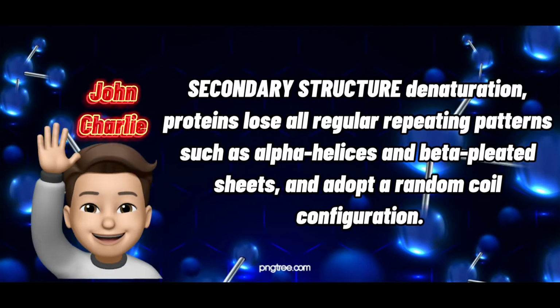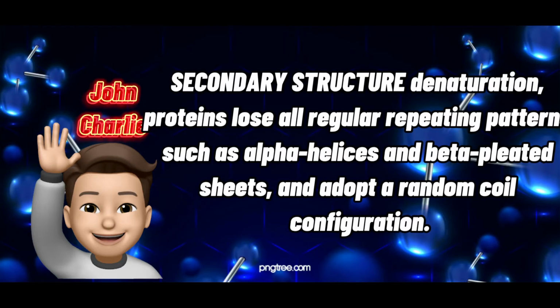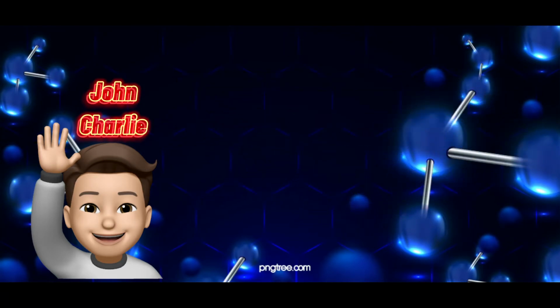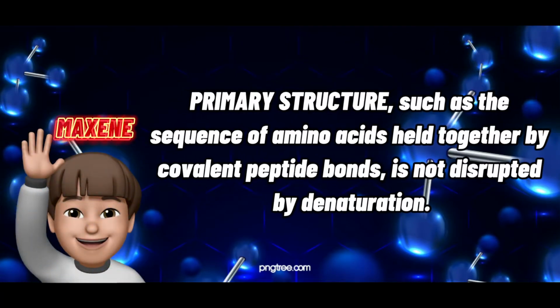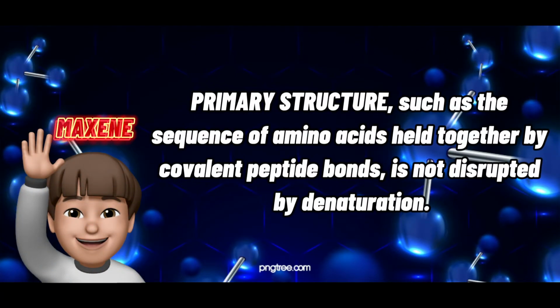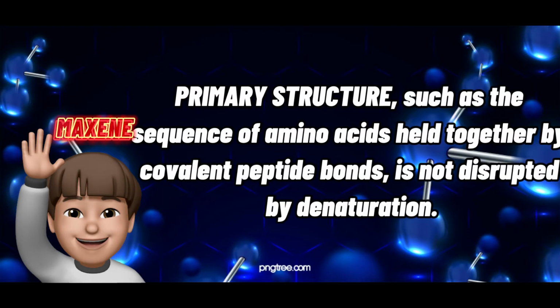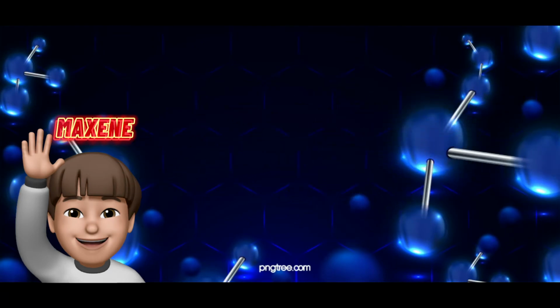Secondary structure denaturation: proteins lose all regular repeating patterns such as alpha helices and beta pleated sheets and adopt a random coil configuration. Primary structure, such as the sequence of amino acids held together by covalent peptide bonds, is not disrupted by denaturation.